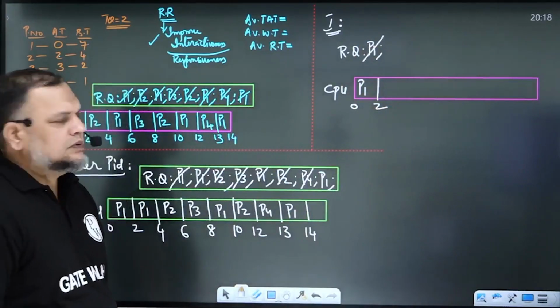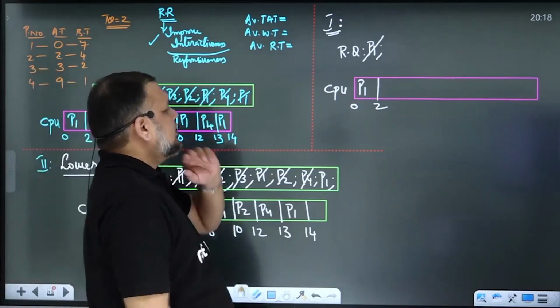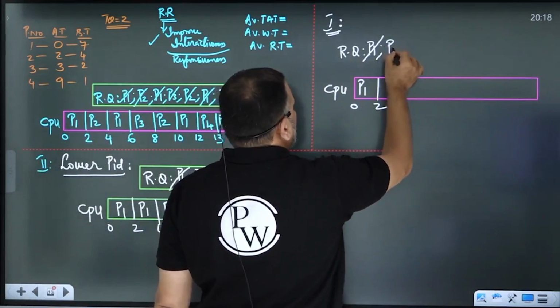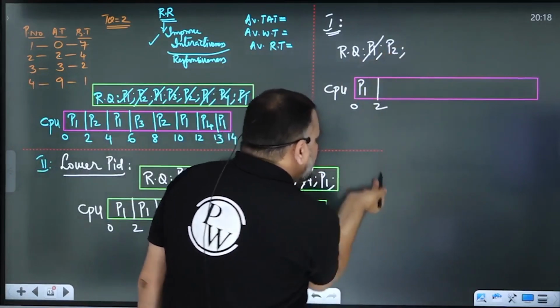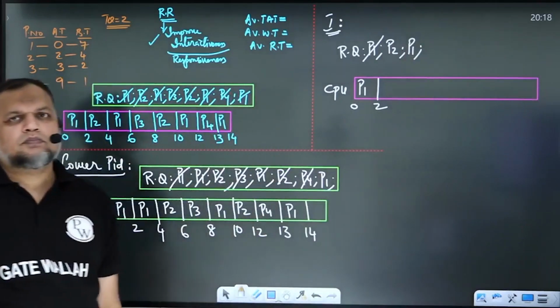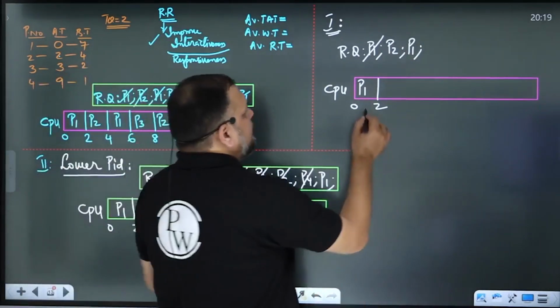Correct? So at time 2, what did we say? P2 came, P1 getting preempted. So I am adding P2 first, I said. And P1 should get preempted, added back to the queue. P1 gets added. Is this clear? Okay. Now what happens? Continue.